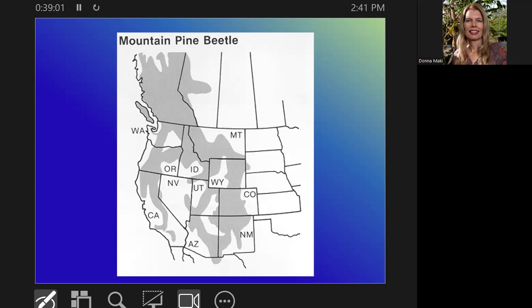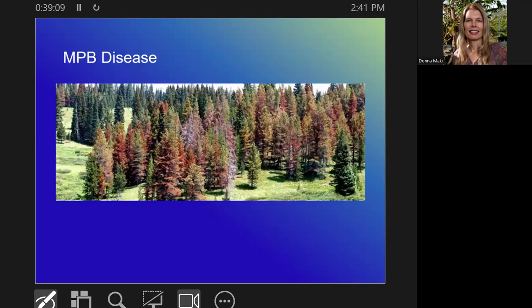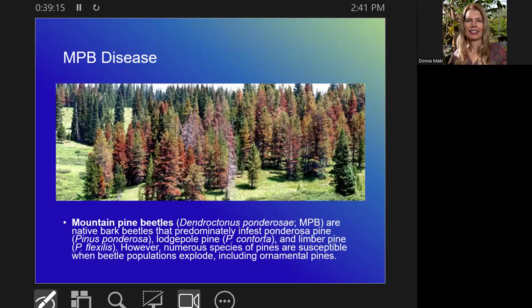But British Columbia, you can see it's just a whole big swath in that area of Canada and then down into the United States. This is visually what it looks like when you fly over a stand that's being decimated. They call it MPB for short, mountain pine beetle. They're native to the Canada and North America area. It's not like they've been brought over somehow. They're native. And they really like lodgepole and ponderosa pine, limber pine, and all the way into ornamental pines when the disease gets really bad.